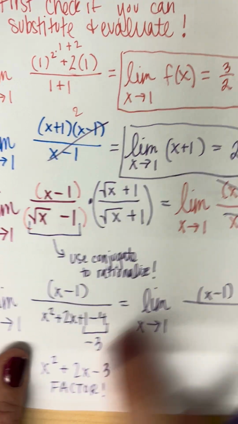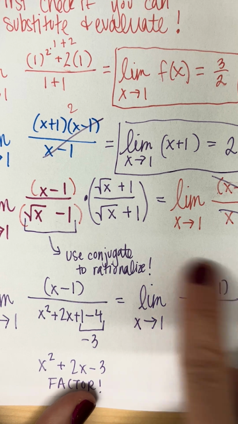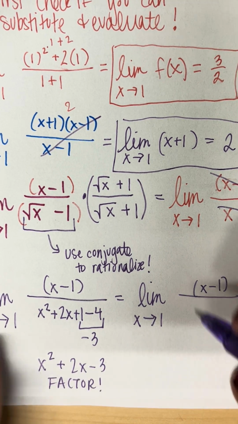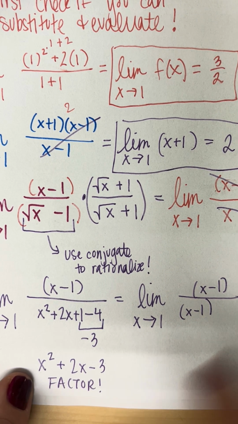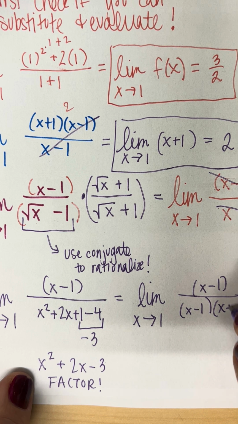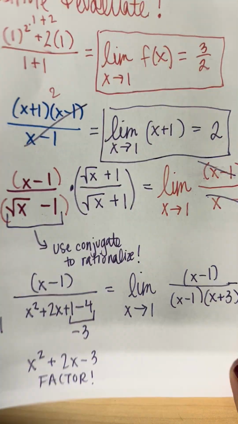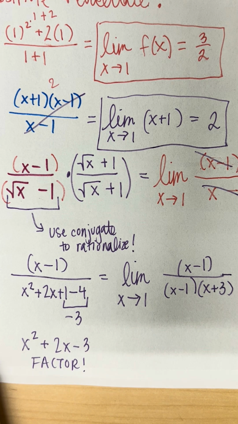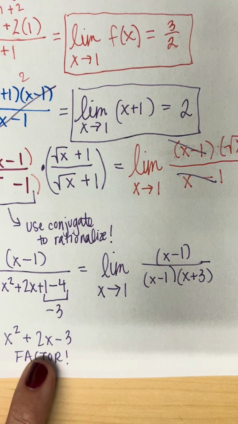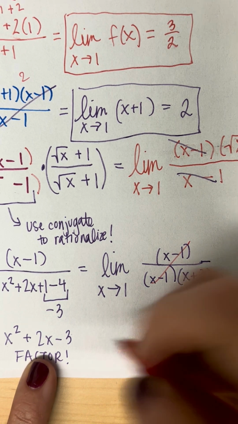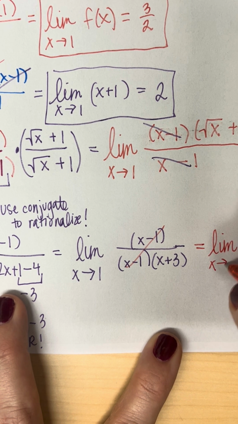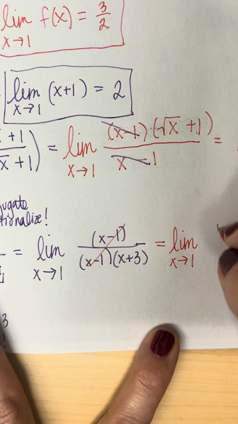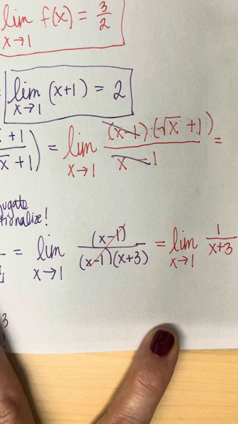Hopefully one of the factors is x minus 1, so I can cancel that out, because the 1 minus 1 is what's messing me up here, right? I don't want to get 0 down there. But does this factor into x minus 1 times something? It does. So x minus 1, x plus 3. That's going to give me that, right? Product is negative 3, sum is 2. So 3 and negative 1 would do that for me. And then I can cross those out. And then I can say the limit as x approaches 1 of 1 over x plus 3, and then I can evaluate, and that would be 1 over 4. Done.